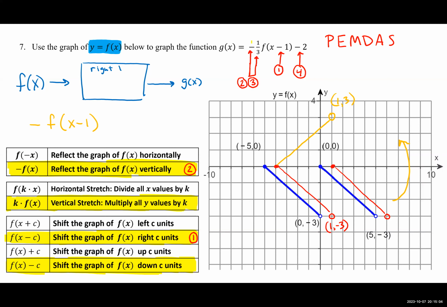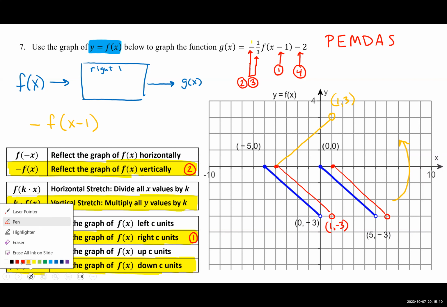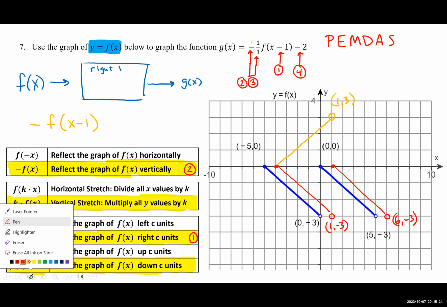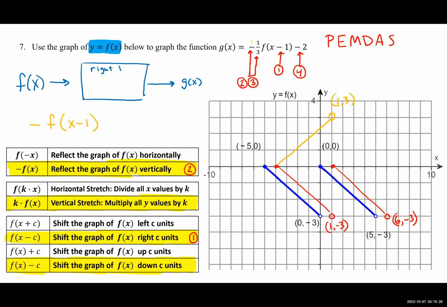We get a mirror image on the other side of the x-axis. This point right here, which was 6, comma, -3, the open circle, is going to move up to the top of the x-axis, right? Just like the other piece of the graph. So instead of 6, comma, -3, it'll be 6, comma, +3.